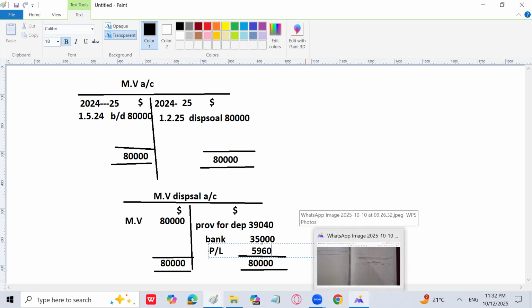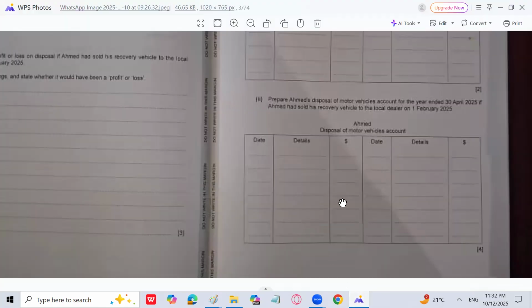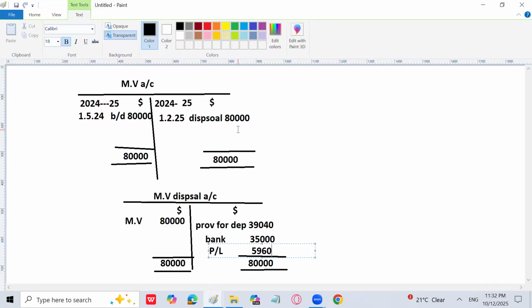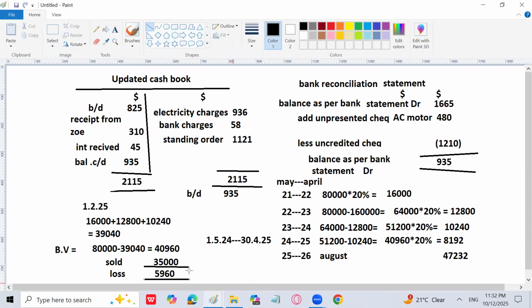It's quite easy. I hope that you got the point. So we are done with this particular part of the question. So this is how we are done with this particular question. I hope you got it.